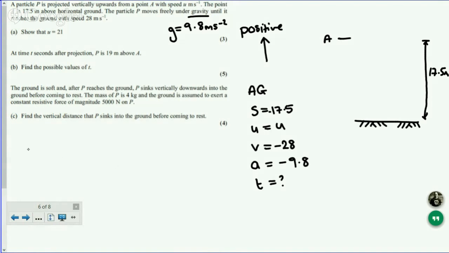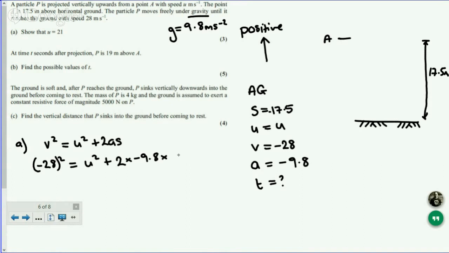You should be learning your equations by now and realize that we've got V squared equals U squared plus 2AS. So we're going to have to square minus 28, and that is equal to U squared plus 2 times minus 9.8 times minus 17.5.